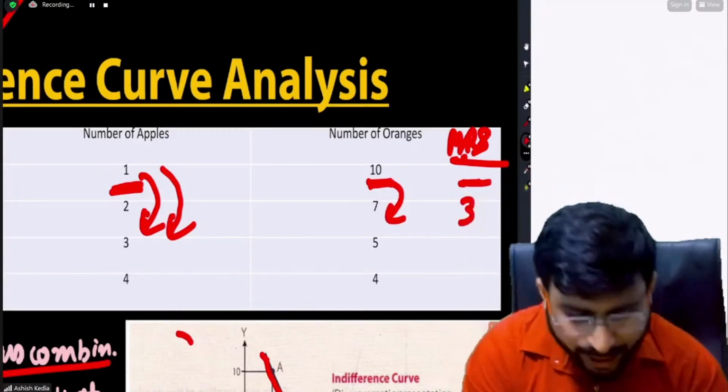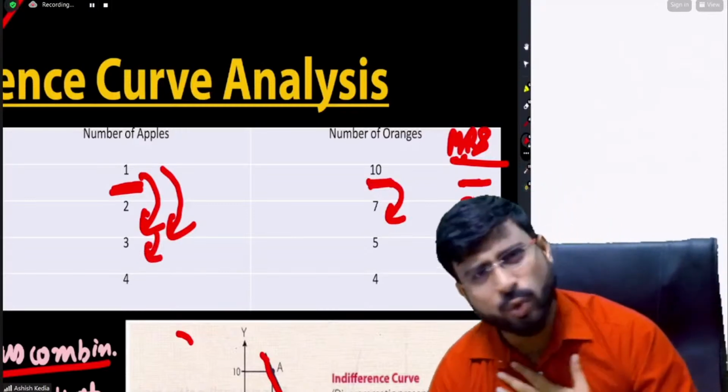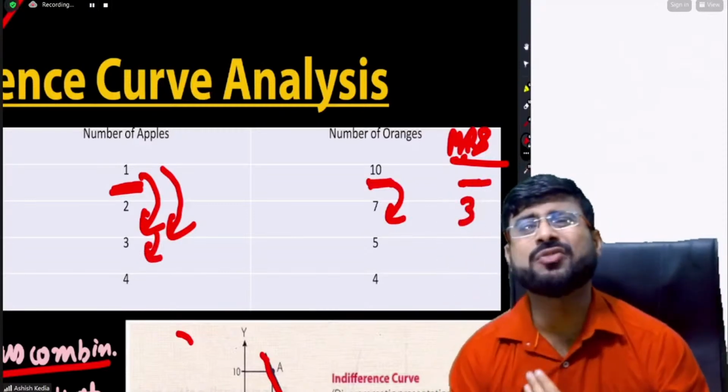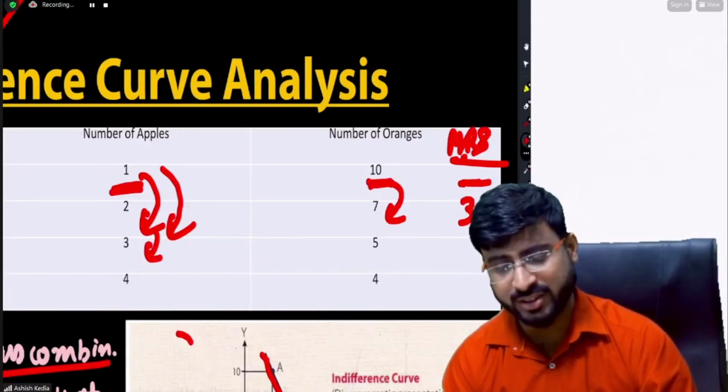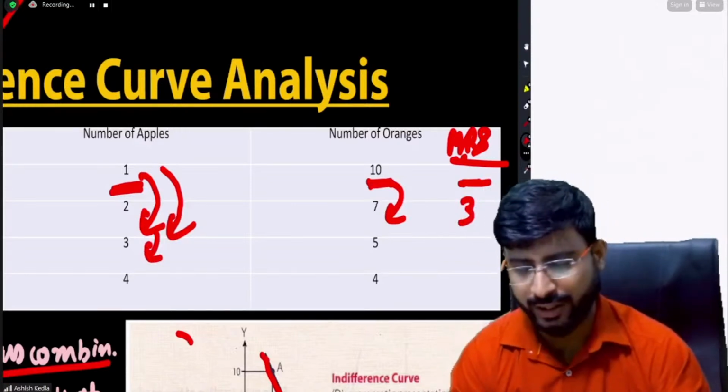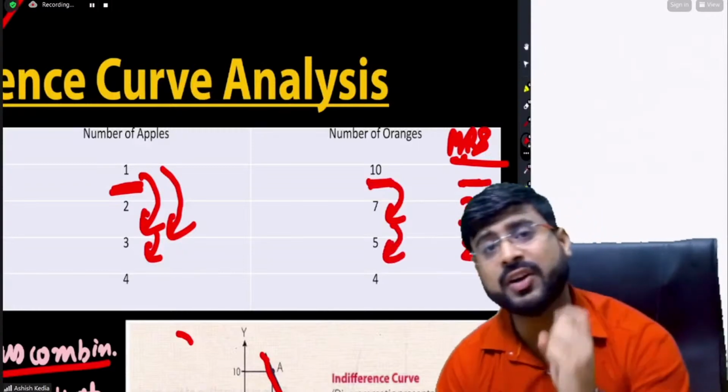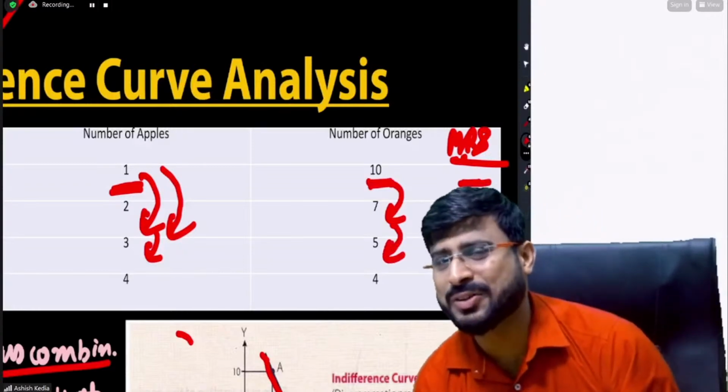But now, to get 1 more apple, yes, you like apples, but this time you are not willing to sacrifice so much for the apples. So let's say you are willing to sacrifice this time 2 oranges only. Last time you were ready to sacrifice 3, but you know the law of diminishing marginal utility.